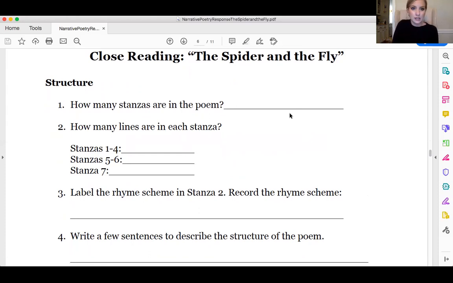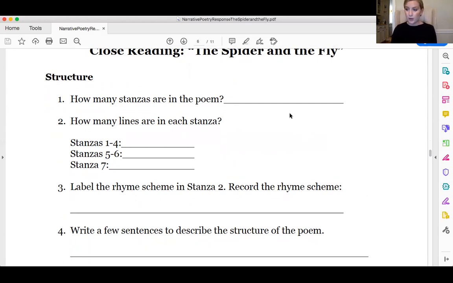Number one says, how many stanzas are in the poem? There are 7 stanzas. Number two, how many lines are in each stanza? Stanzas 1 through 4, there are 6 lines. Stanzas 5 through 6, there are 8 lines. And stanza 7, there are 4 lines. So 6, 8, 4.